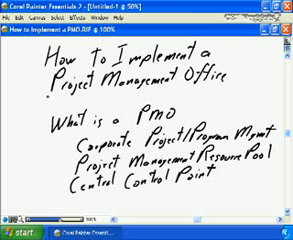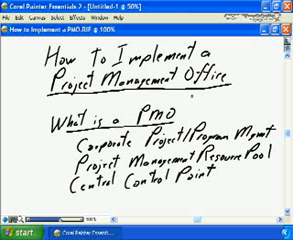This nugget is focused on how to implement a PMO, a project management office. Before we get focused on implementing the PMO, first we need to understand what is a PMO. A PMO is an organizational unit that's focused on project management. That's about as fine a definition as we can get of what is a PMO.